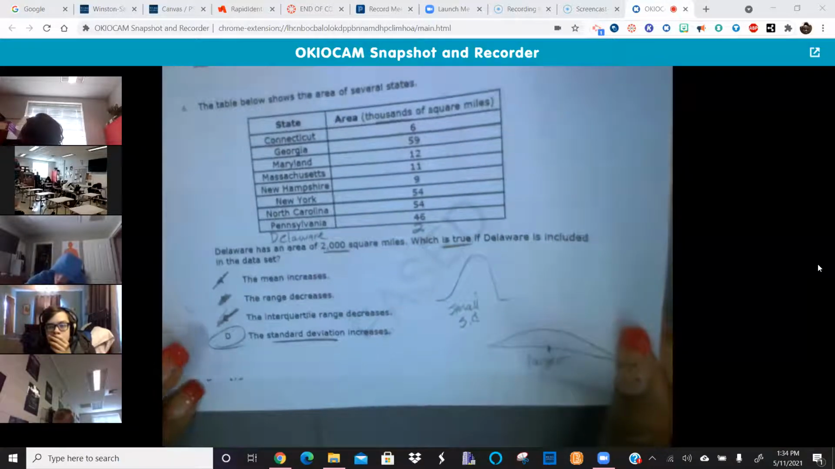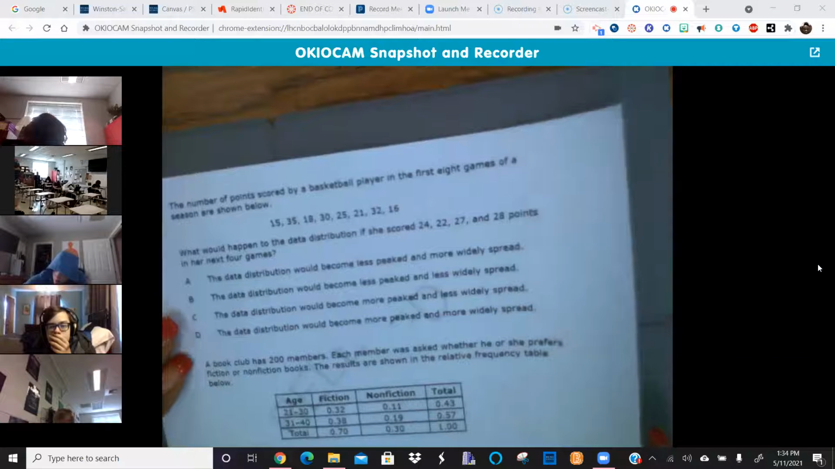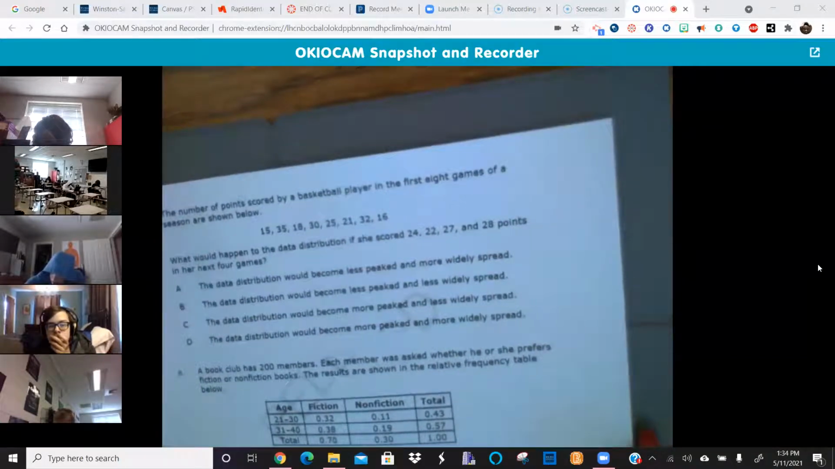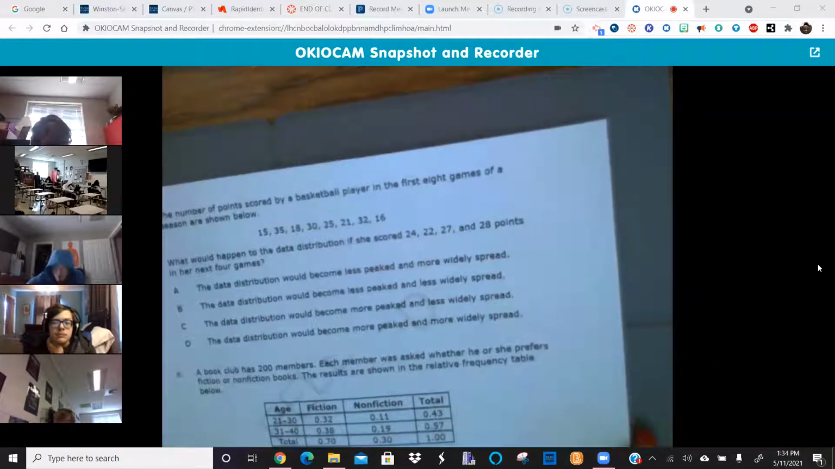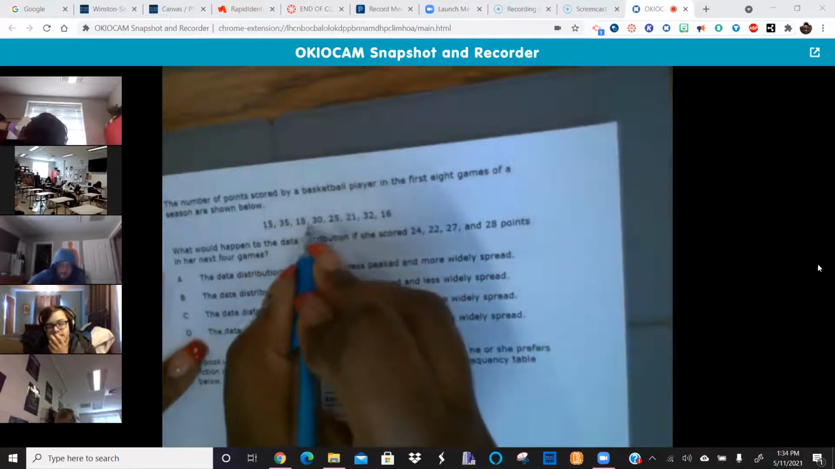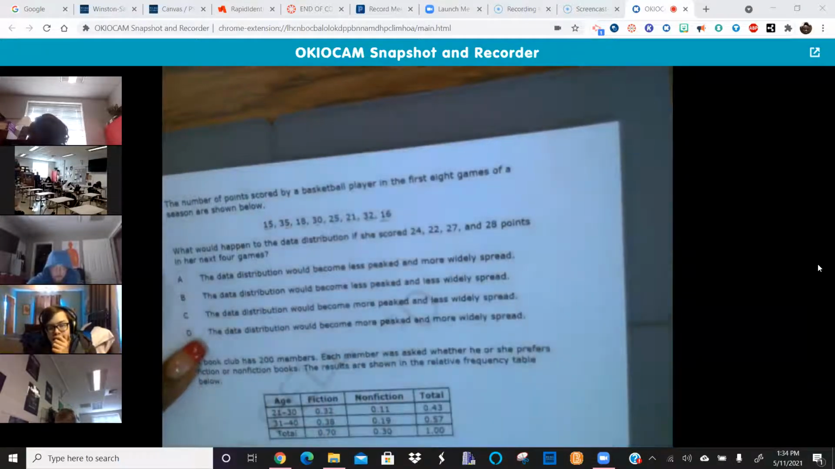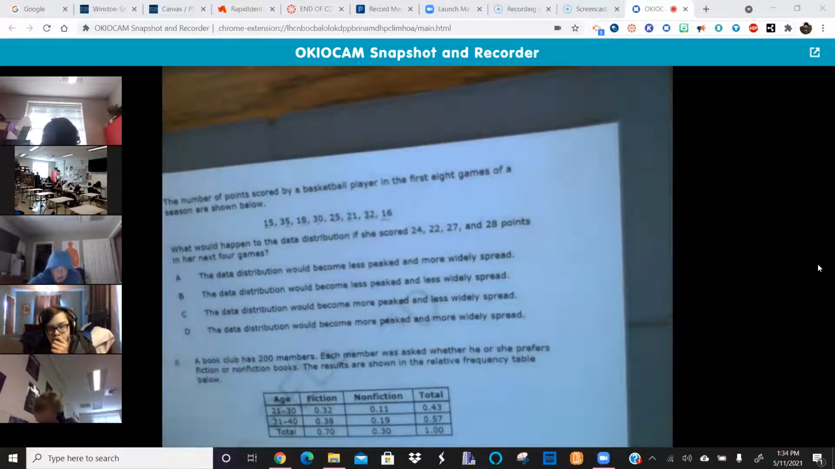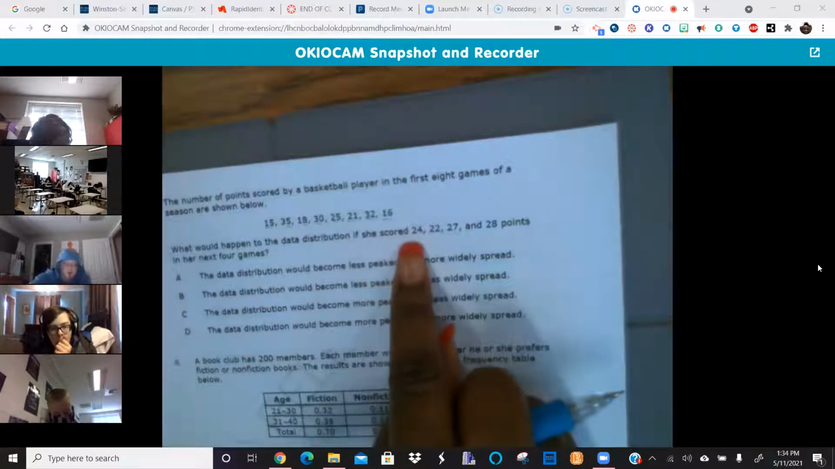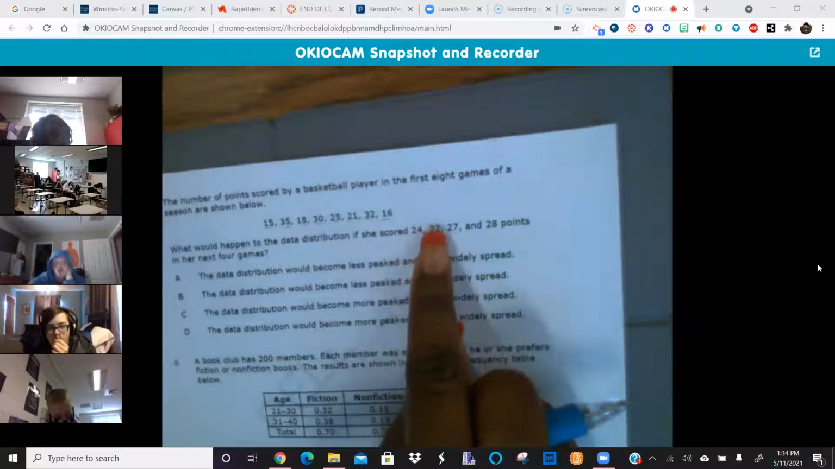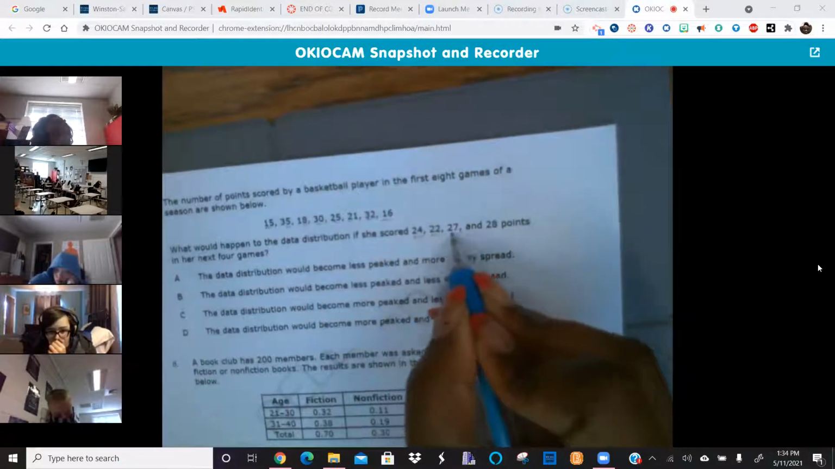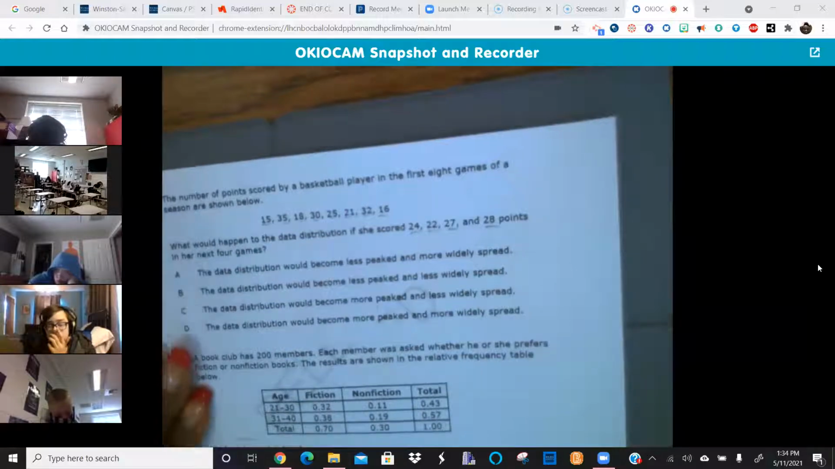Okay. Number 7. It says the number of points scored by a basketball player, I'm reading it all wrong, in the first 8 games of the season are below. So let me count. 1, 2, 3, 4, 5, 6, 7, 8. Those are your first 8 games. What would happen to the data distribution? Distribution is just how the numbers are spread out. Don't get confused with that word. If she scored, so this basketball player is a girl, these points right here in the next 4 games. 1, 2, 3, next 4 games. All right, so read the best answer.